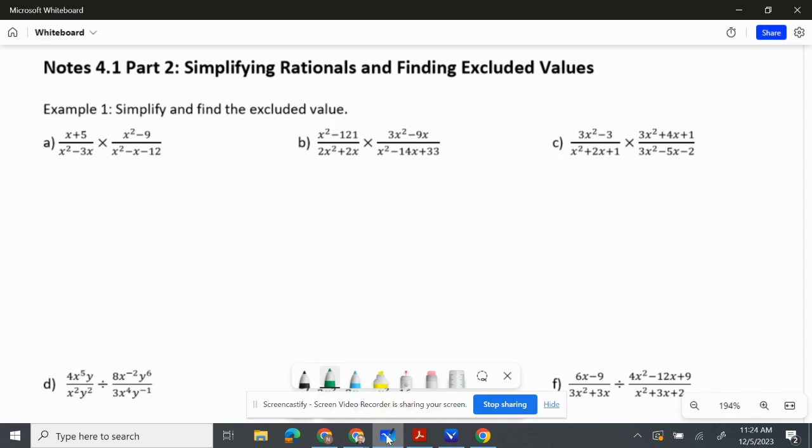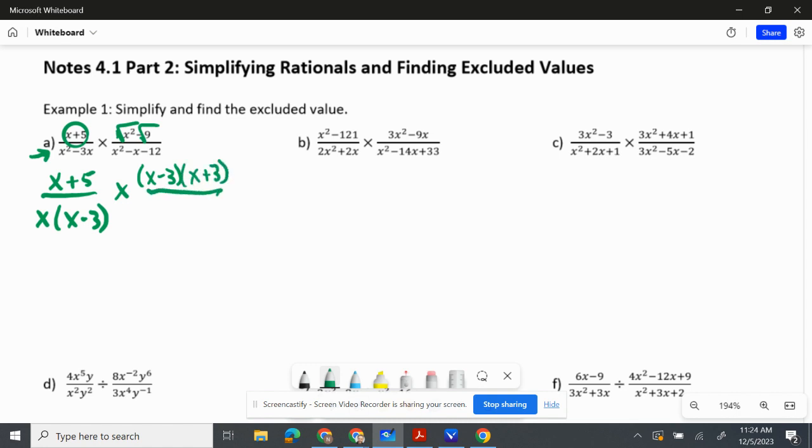For this first one, we see that the x plus 5 can't be factored anymore, so we bring it down. Its denominator has an x in common, so that gives us an x minus 3. We have the special factoring pattern, x minus 3, x plus 3. And then since we have a trinomial, we're going to use the x method. Two numbers that multiply together give you negative 12, add up to negative 1, which would be negative 4 and 3. So we have x minus 4 and x plus 3.